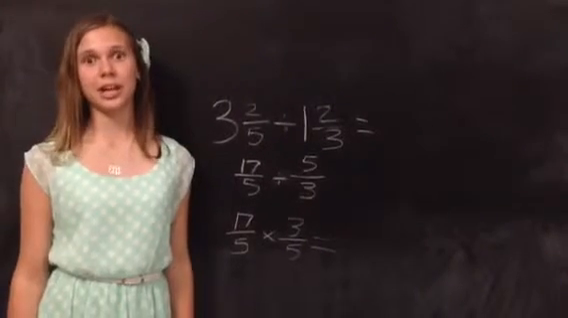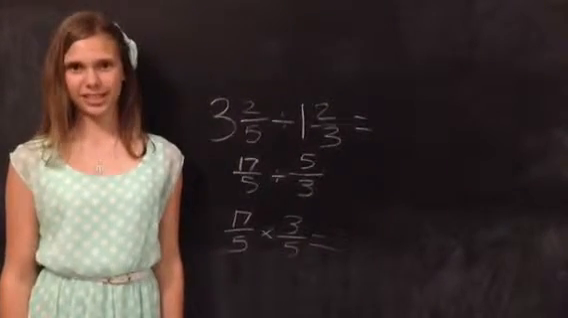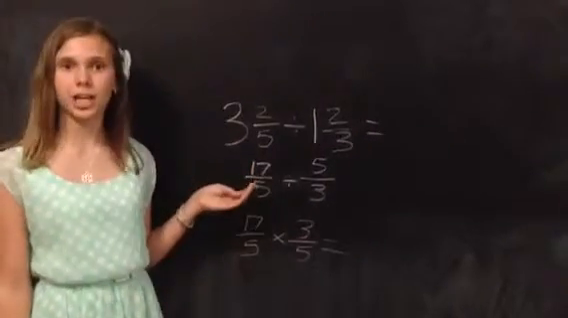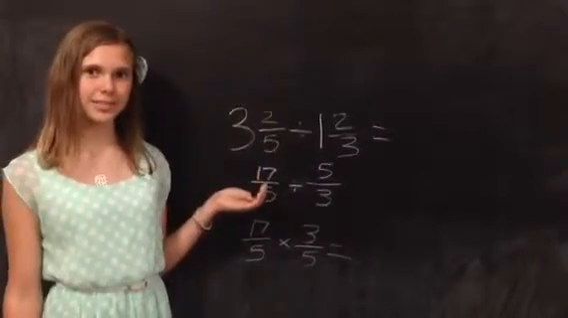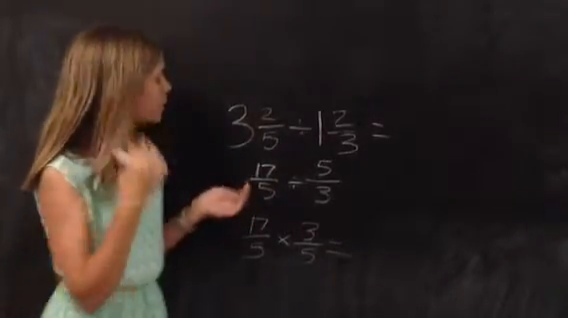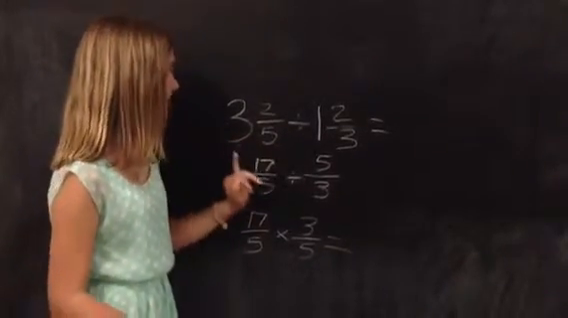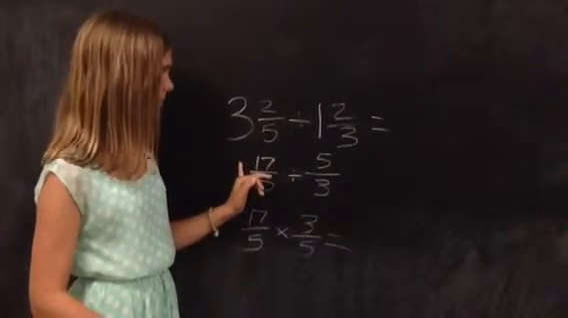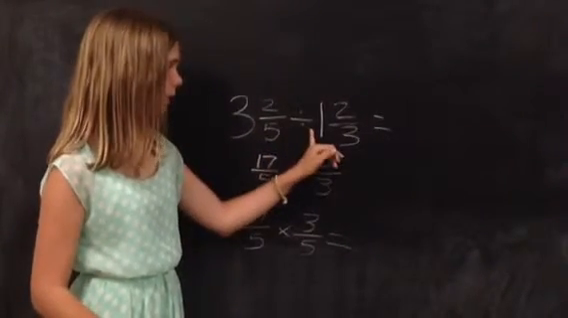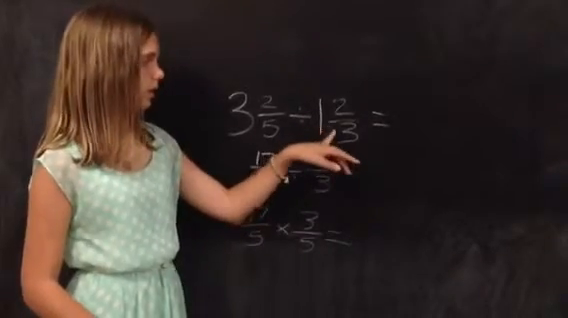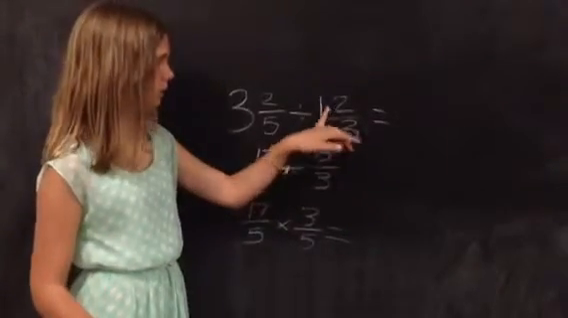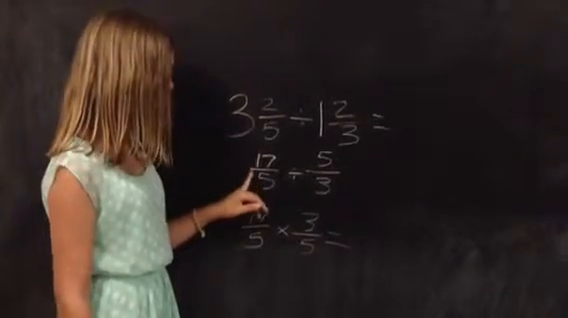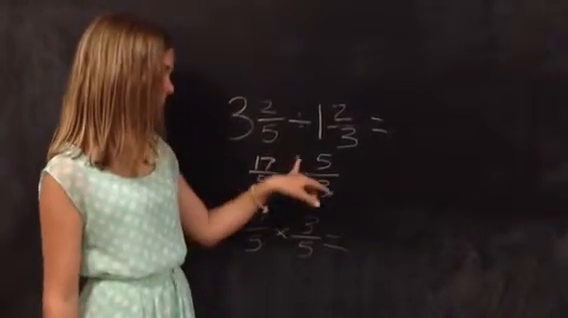Now we're going to learn how to divide mixed numbers. First, you want to start with, again, changing it into improper fractions. So 3 times 5 is 15. 15 plus 2 is 17. And then 1 times 3 is 3 plus 2 is 5. So then you have 17 over 5 divided by 5 over 3.